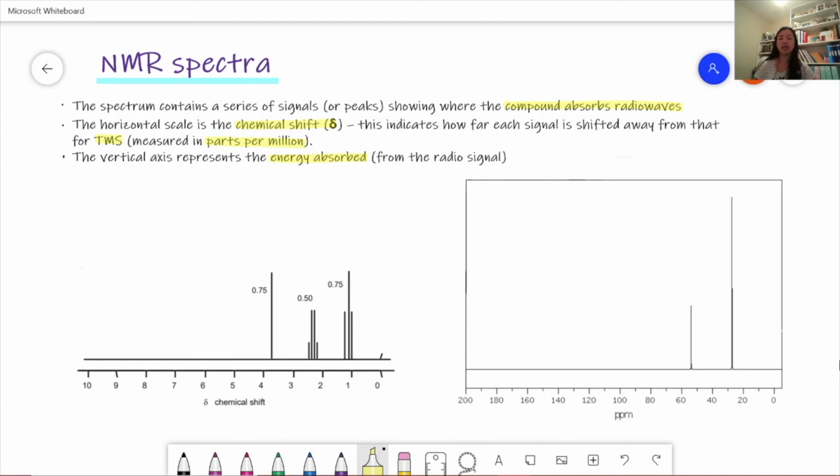And so here we have two examples of NMR spectra. On the left we have a proton NMR, which is H1, so it's hydrogen with one proton. And on the right we have a carbon-13 NMR.